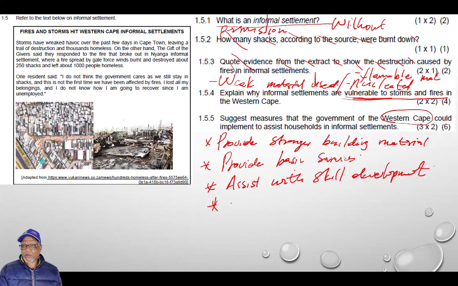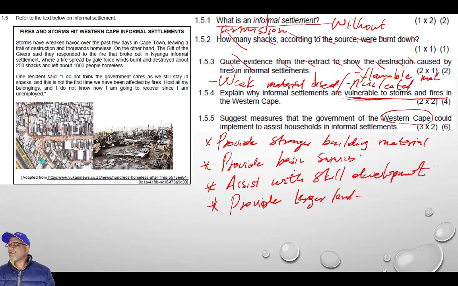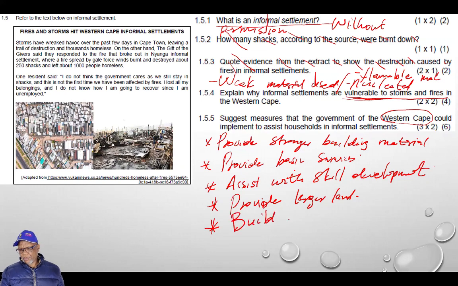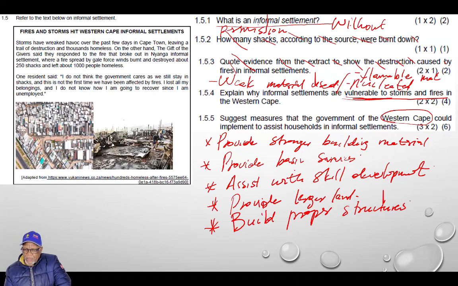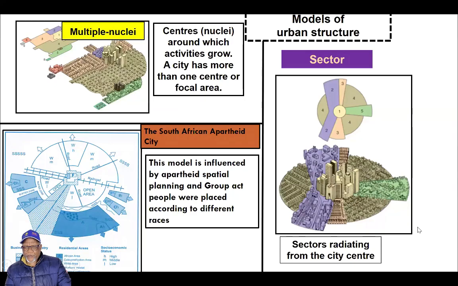What can they do? They can also provide land. They can provide larger land so that people don't build their houses very close to each other, so that they are not affected by that fire. And they can build proper structures. Apart from giving people some land and material, they can also build proper structures for those people. So that is how the people living in informal settlements can be assisted.